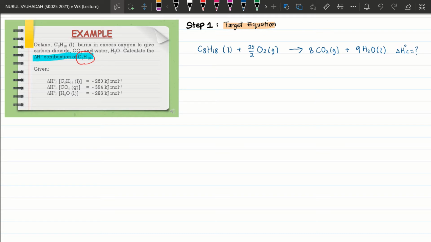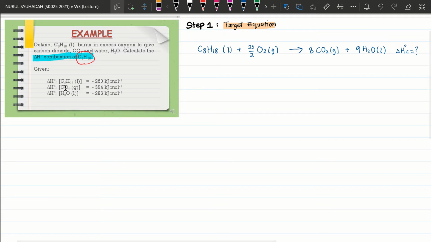Now, the second step is for us to write down all the thermochemical equations with known enthalpy values. What does this mean? Here, these are the substances for which we know the value of each enthalpy given here. We are given the standard enthalpy of formation. So for each and every one of these components here, we need to write down the equation to show the formation of the substance.